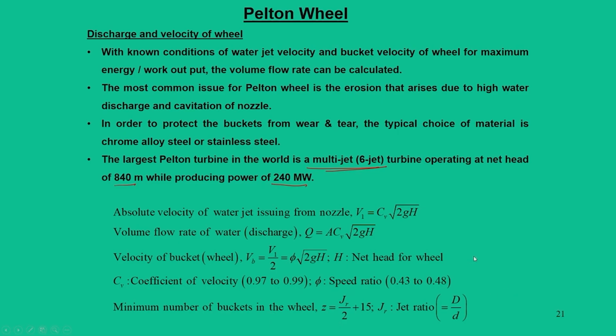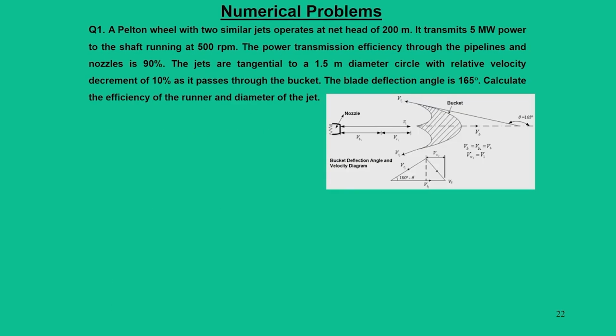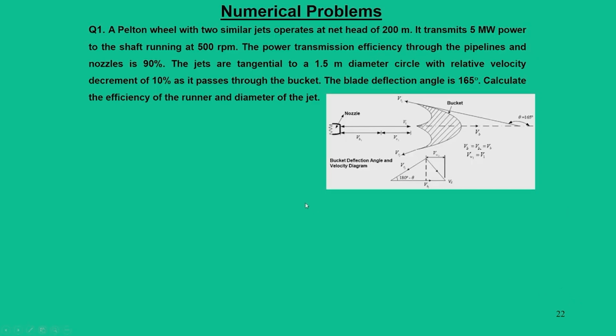So, these are some realistic numbers that are normally used in hydro power plants. So, this concludes, but before we leave these lectures, let us try to understand a numerical problem based on this Pelton wheel. The problem statement says that a Pelton wheel has 2 jets.